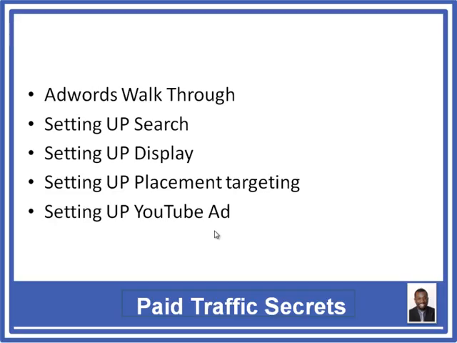Setting up a placement targeting campaign, the difference between placement targeting and display is, it's the same thing. You're going into the same network, but in placement targeting, what you're doing is you're telling Google, don't run my ads anywhere you want to run them. Let me tell you the places I want my ads to show. So maybe you don't want it on CNN, but maybe you want it on MSNBC. So you get to actually tell Google where you want your ads to run. And that is very, very powerful. And I will show you why when we do that.